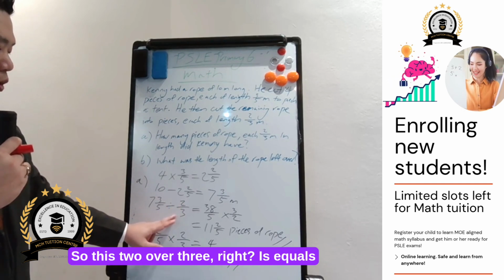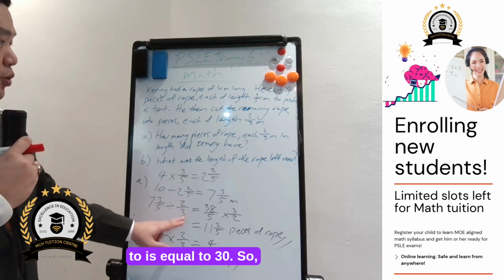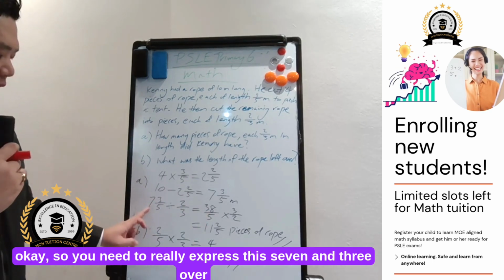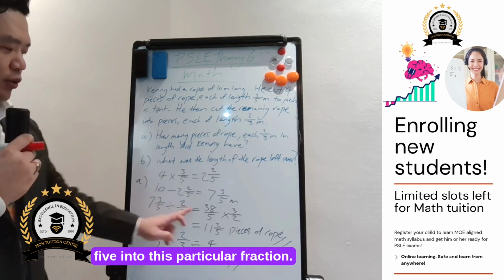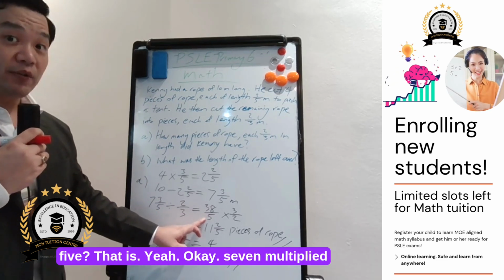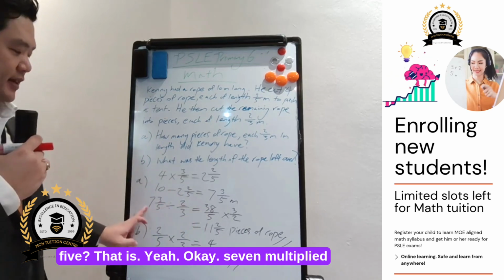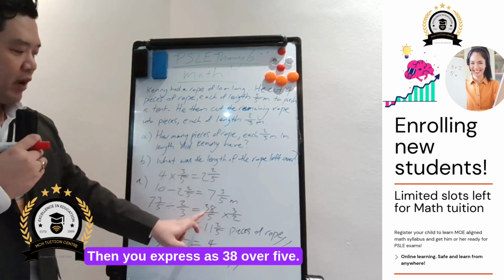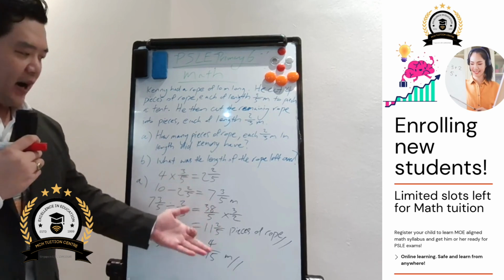2/3. So you need to re-express this 7 and 3/5 into this particular fraction. That is 38/5. How do you get 38/5? That is, you take 7 multiplied by 5, add 3, then that yields 38. Then you express as 38/5.